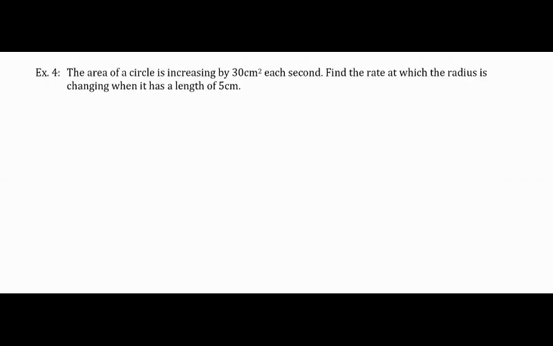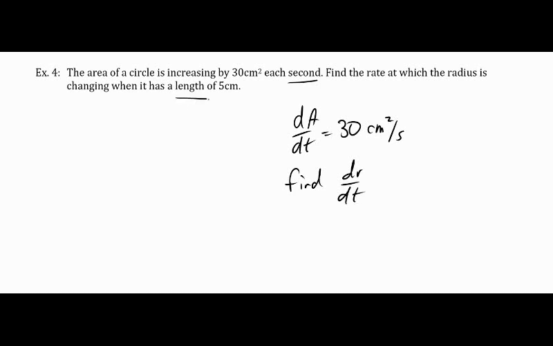All right, a couple more examples. Area of a circle. You'll notice that a lot of these are the same, so it does become kind of repetitive, but not all questions that we see are going to be the same, so don't get too comfortable with these. The area of a circle is increasing by 30 centimeters squared each second. Again, we're talking time, and it's giving us the change in area over time, which is +30 centimeters squared per second. Find the rate at which the radius is changing, so find dr by dt, when it has a length. Length, I think it means radius.